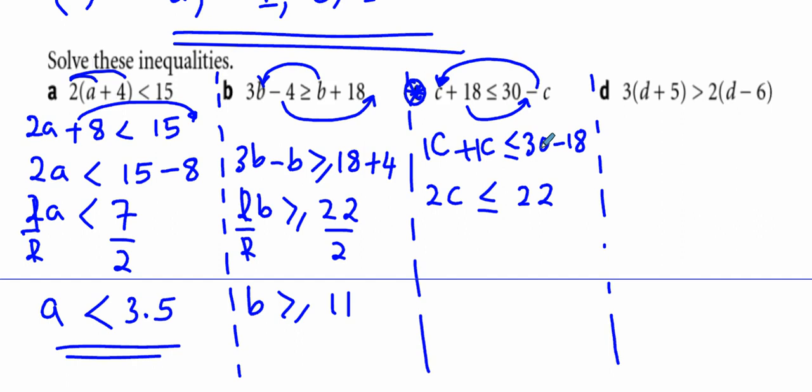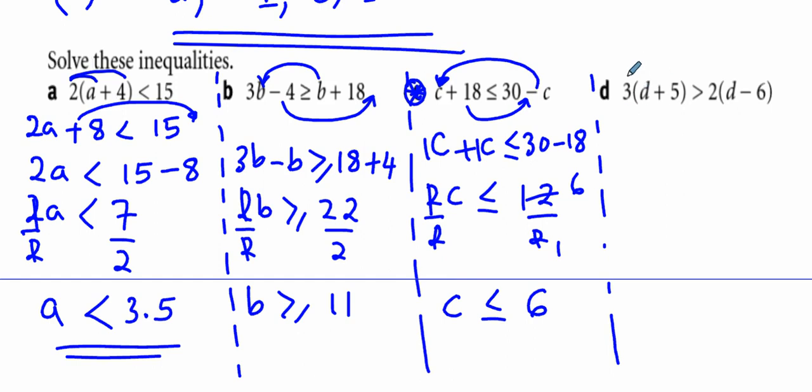Let me check. 30 minus 18 is 12. Correct. To find the value of C, we need to divide by 2. So C will be less than or equal to 12 divided by 2, which is 6.